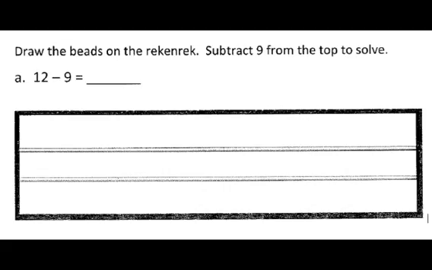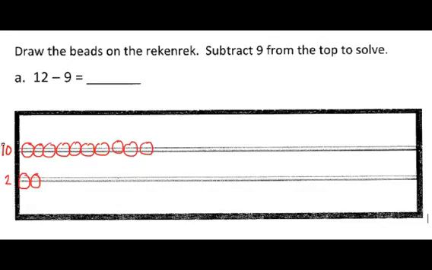The last question says to draw the beads on the Rekenrek and then subtract 9 from the top to solve. The problem is 12 minus 9. I'll start by showing the 12 beads on the left-hand side of the Rekenrek, again showing 10 on the top row and then 2 on the bottom row to make 12. So here's my 10 on the top row. And I'm not going to be concerned about the color of the beads here. And then 2 on the bottom row.